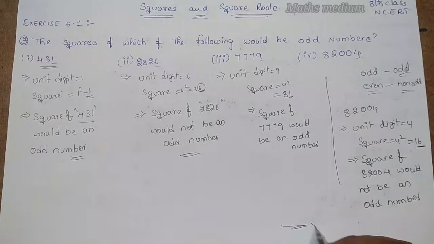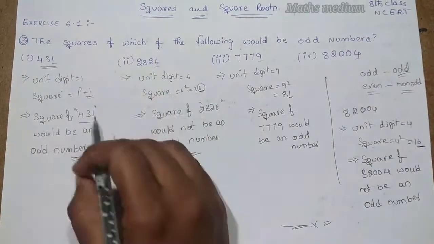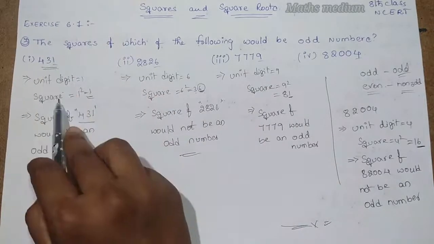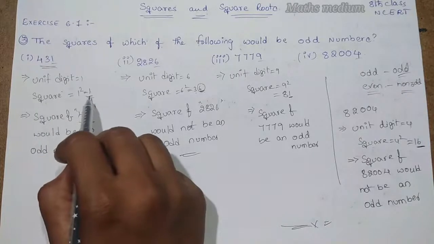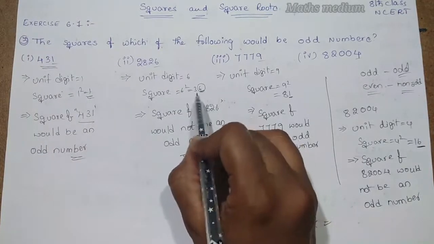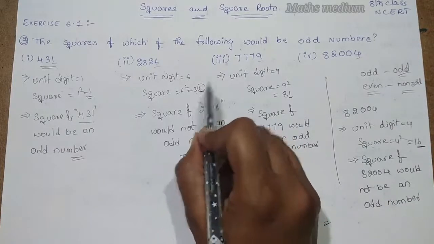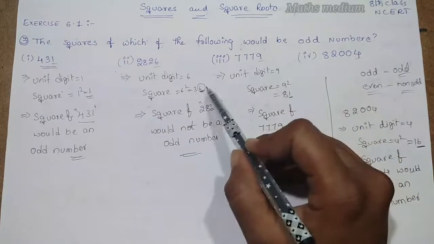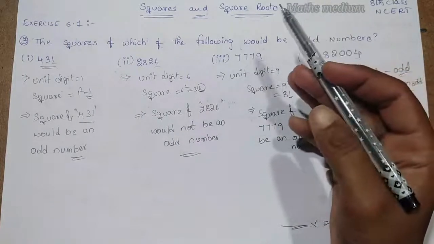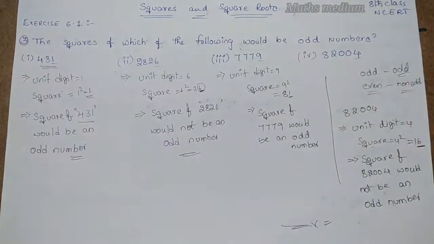This is about this session. See here, if they gave any number, we have to find the unit digit first of all, then make it as a square. In that case, if we get one number, there is no bother about it. If we get ones place, tens place, then take again unit digit place. It must be odd, then the square of the number is also odd. If it is not an odd number, it will not be an odd number, maybe an even number also. So this is about this session. I hope you understand about this session.